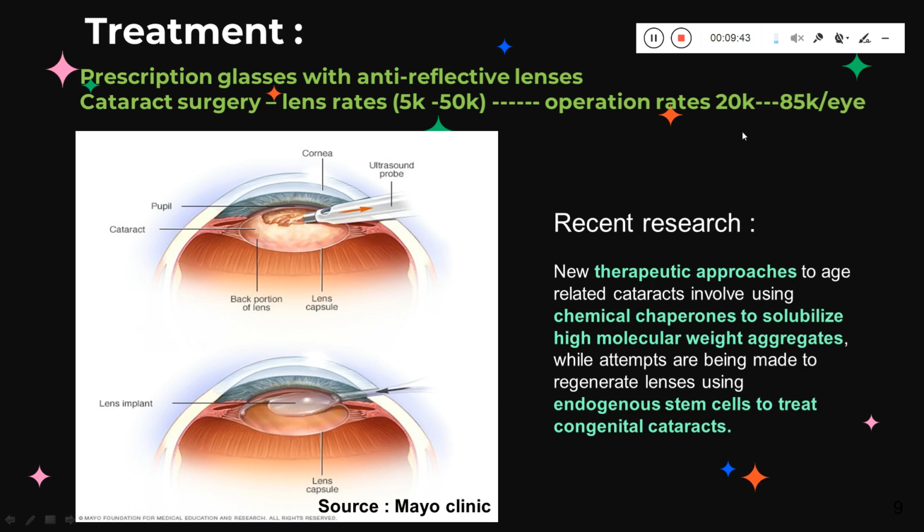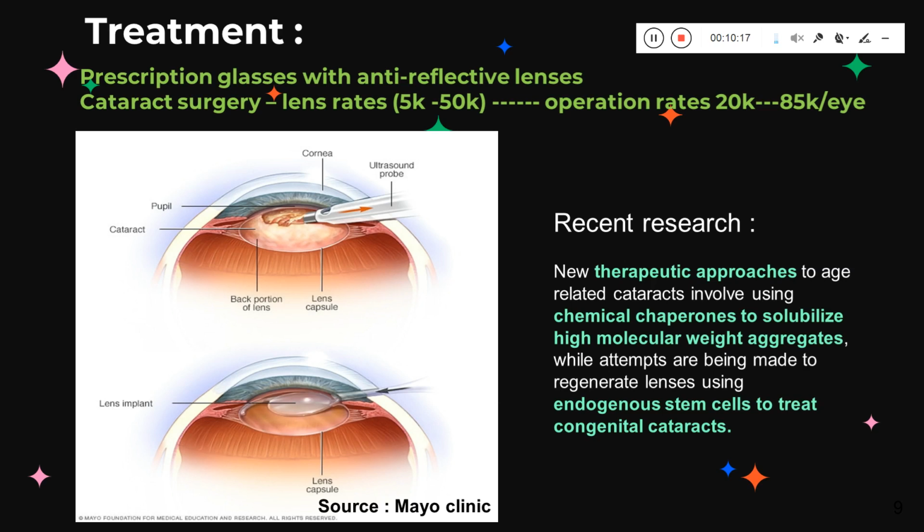One more recent thing which is happening is that a lot of research is going on in this area to develop new treatment options for cataract. One is that people are working on molecular chaperones. These chaperones are basically chemicals which are used to solubilize these aggregates. As I told you, the main reason for cataract is that the proteins and fibers present in the lens are getting damaged and forming clumps. So if you can somehow remove these clumps from these areas, your visualization will be good.